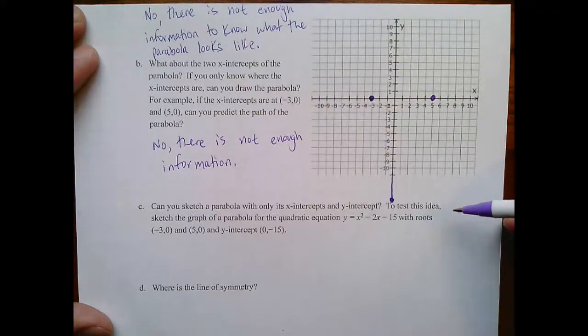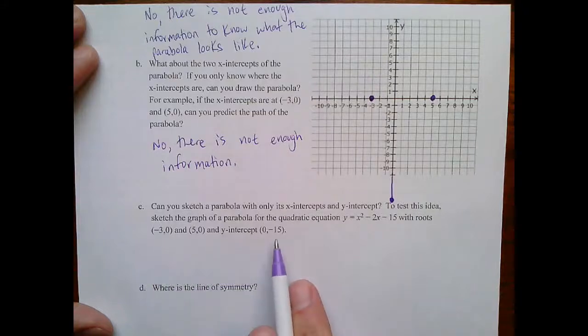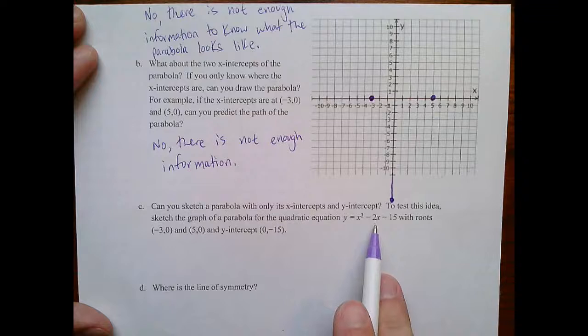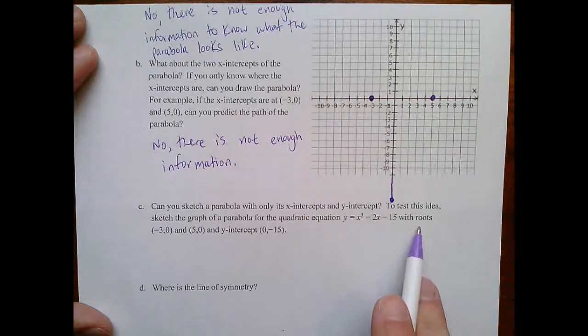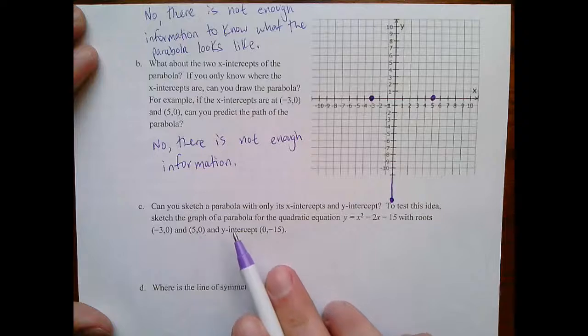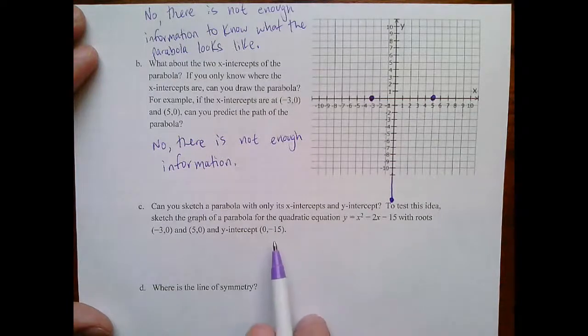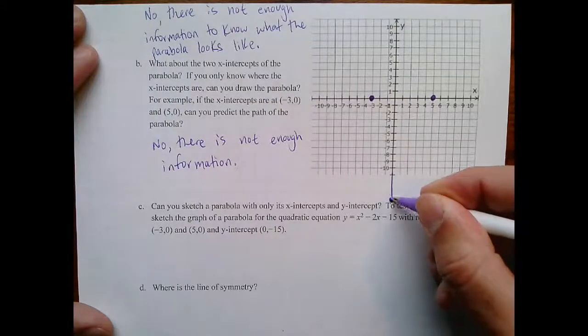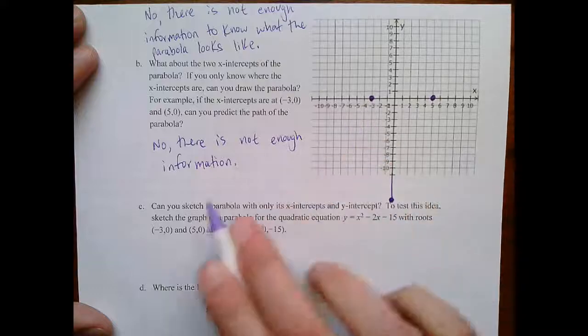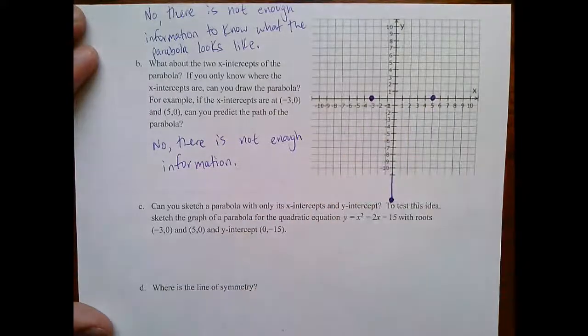Let's test the idea. Sketch the graph of a parabola for the quadratic equation y equals x squared minus 2x minus 15 with roots (-3, 0) and (5, 0), and the y-intercept of (0, -15). Well, the y-intercept of (0, -15) we already have here. The x-intercepts, (-3, 0) and (5, 0), we also already put down on the graph.